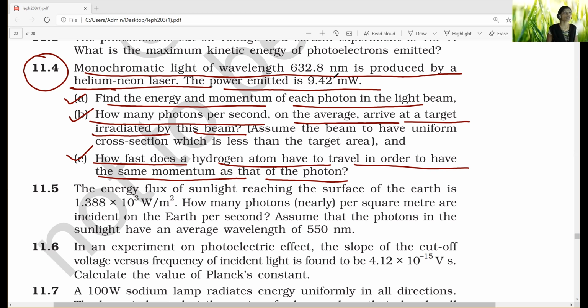So let us see how to solve this one. So that is 11.4. So from the question what they have given, wavelength of monochromatic light lambda they have given, that is 632.8 nanometer ಕೊಟ್ಟಾರ. So ಅದನ್ನ ಮೀಟರ್ ಕನ್ವರ್ಟ್ ಮಾಡೋ 632.8 into 10 to the power of minus 9 meter ಅಂತ ಆಯ್ತು.